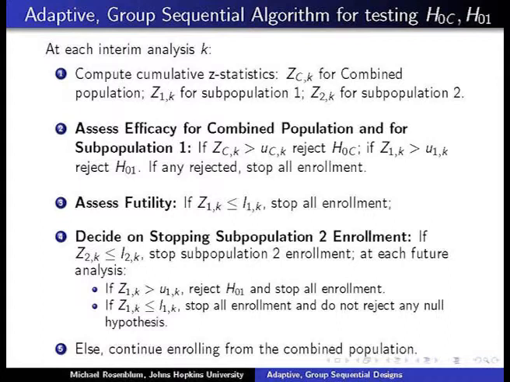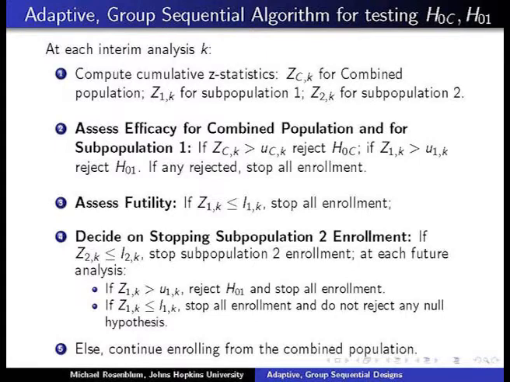And the first step is you assess efficacy. So you do a hypothesis test for the combined population and for population 1. Basically, there'll be a threshold. I'll have a bunch of thresholds here, little u and little l. The u's are the boundaries for rejecting null hypotheses, and the l's are futility type boundaries. Those have to be all set beforehand, and that's what will be optimized later.